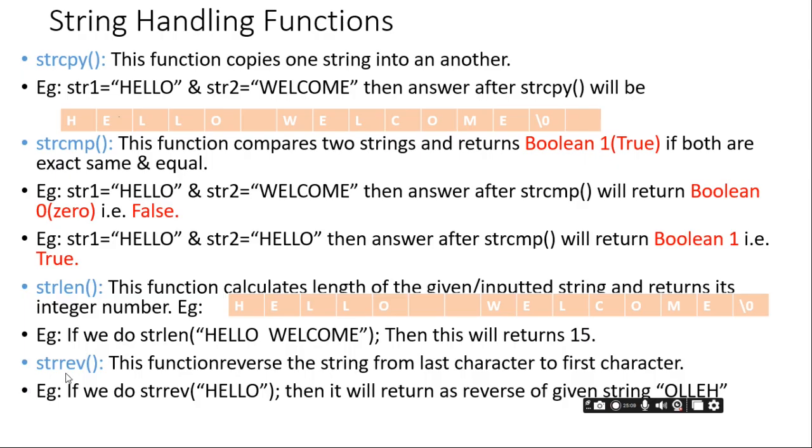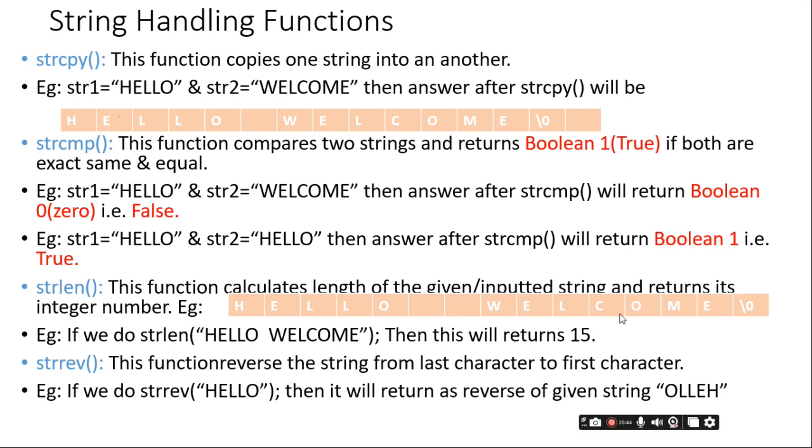strrev. REV is a shortcut for reverse and str is a shortcut for string. So the strrev function reverses strings. This function reverses the string from the last character to the first character. For example, if we do strrev on hello world, it will return the reverse of the given string. That is, the last letter comes first, then the second last, then third last, then fourth last, then fifth last, and so on.